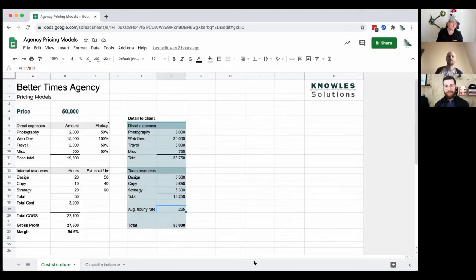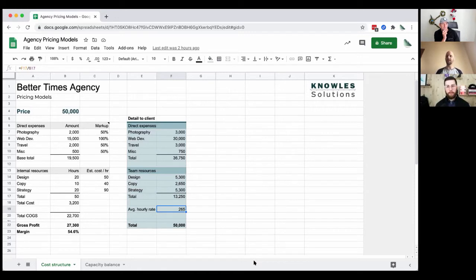Yeah, that's a tricky one. It depends on how you're pricing things and what you think your value is. If you think you're providing a lot more value by managing some of those direct expenses, then you could put more of a markup in there. So, hey, for photography, we're going to charge you $5,000, even though it's only going to cost us $2,000. And so you could put some time into that as well.